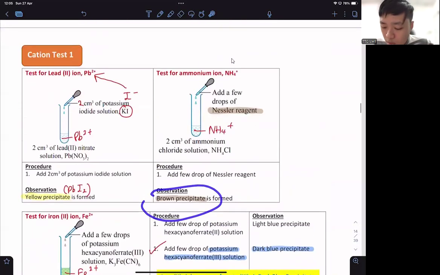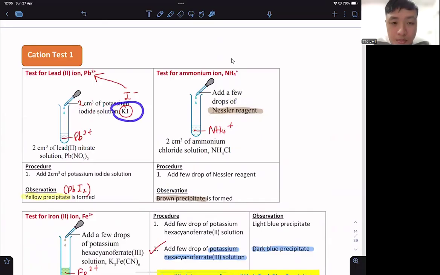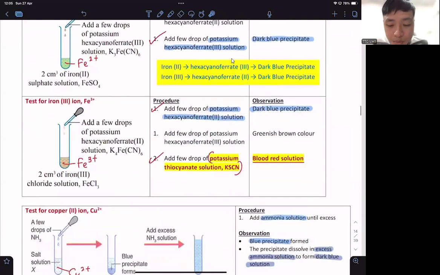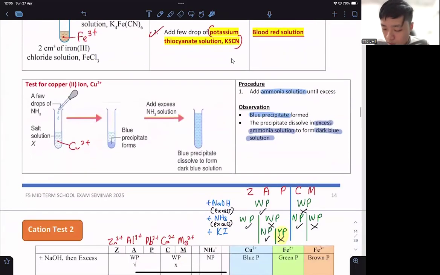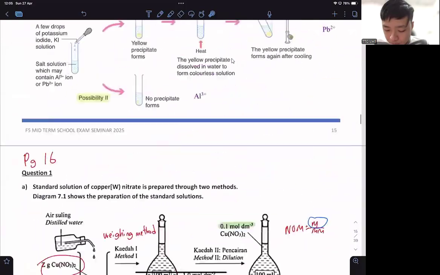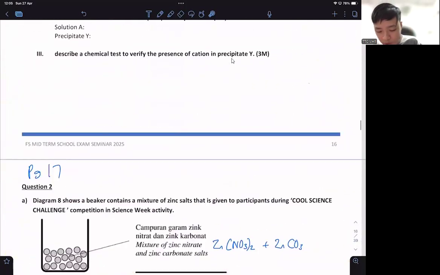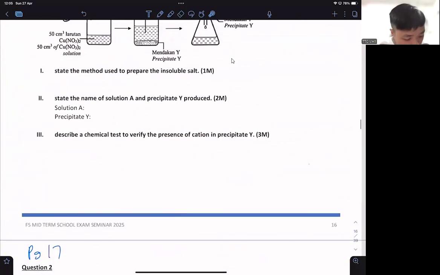Remember, if the chemical is expensive and you don't know the formula, you just add a few drops. If you know it, then you add 2 cm³, mostly 2 cm³. If you don't know how to write the formula, you just add a few drops. So I need to show this. I think I will do one question about this. Let's see.